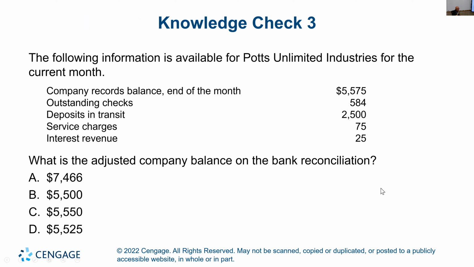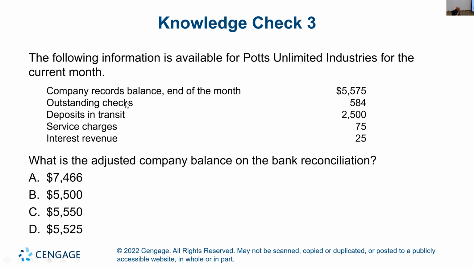What is the adjusted company balance on the bank reconciliation? So the company record says we have 5,575. Outstanding checks. Do we need to worry about it?